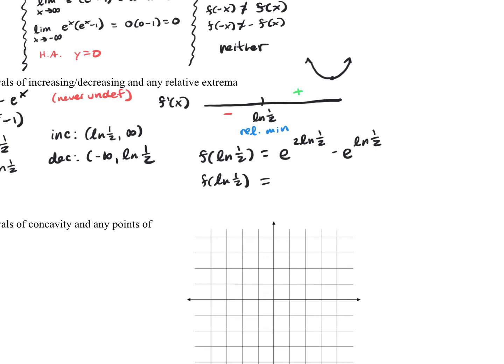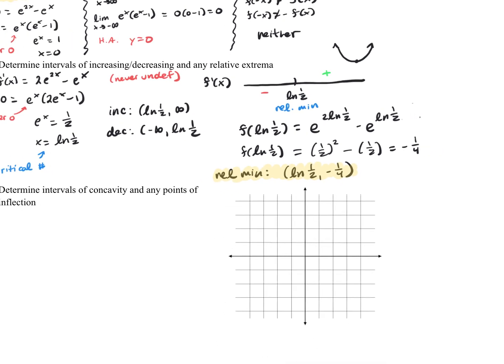So as we simplify here, e to the natural log of 1/2, this part is 1/2, and then we're still going to square it. So we simplified this portion, we're still going to square that. And then here, e to the natural log of 1/2 is just 1/2. So we have 1/4 minus 1/2, which is negative 1/4. So our coordinate for our relative minimum is the natural log of 1/2, negative 1/4. So I'm going to highlight that coordinate here, and I'll highlight our intervals of increasing and decreasing.